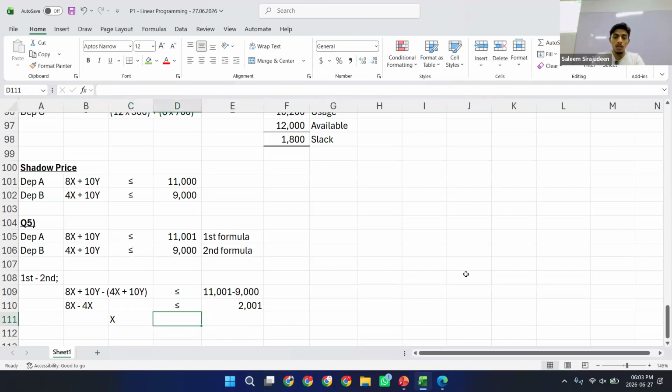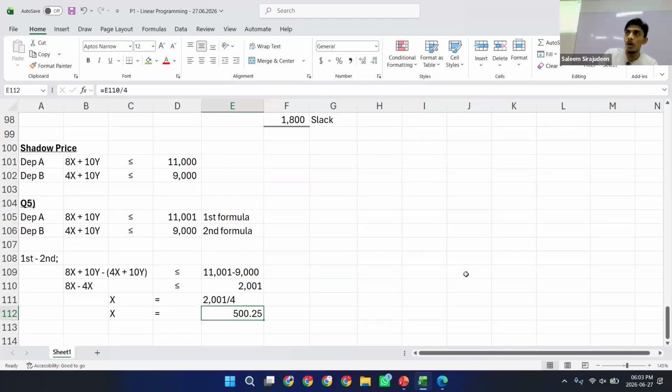Then x equals how much? x equals 2001 divided by 4. It is 500.25. So let's keep it as 500.25. Correct? So x we have found.